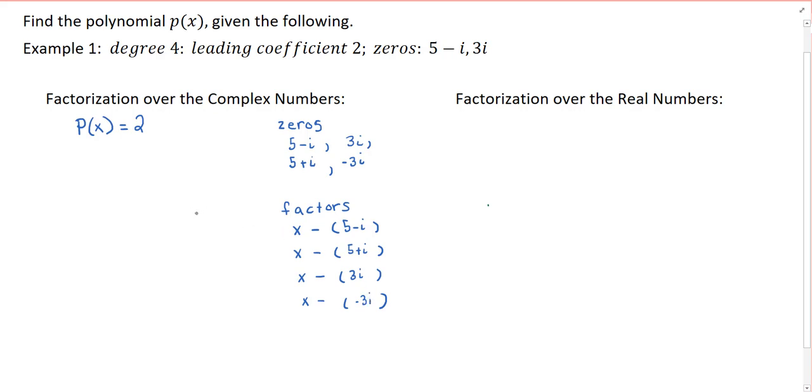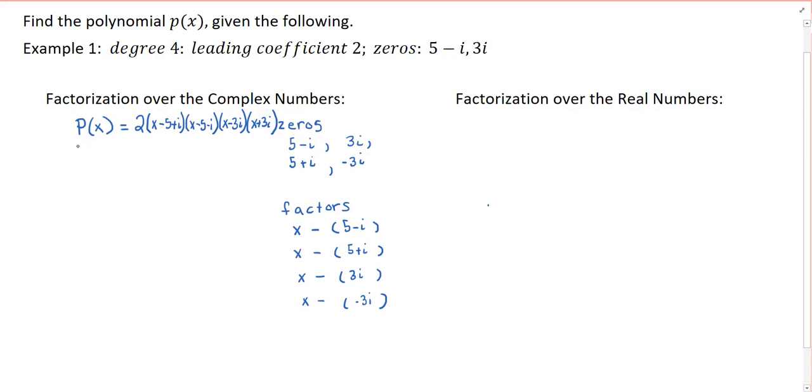And then I do need to simplify that information, but when I do, I'm going to simplify it up here in my factorization. It becomes x minus (5 plus i), so don't forget to distribute that minus sign, x minus (5 minus i), x minus 3i, and x plus 3i.